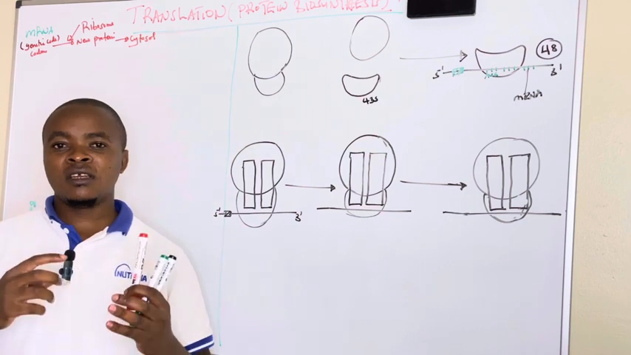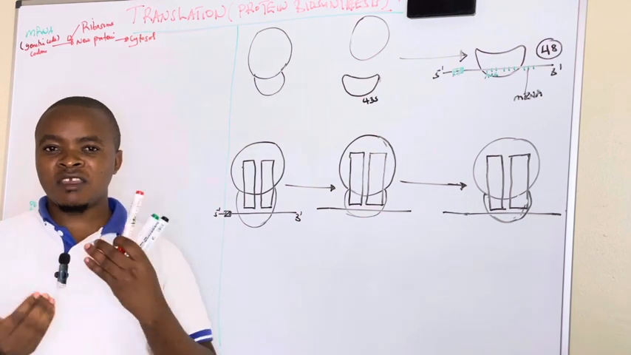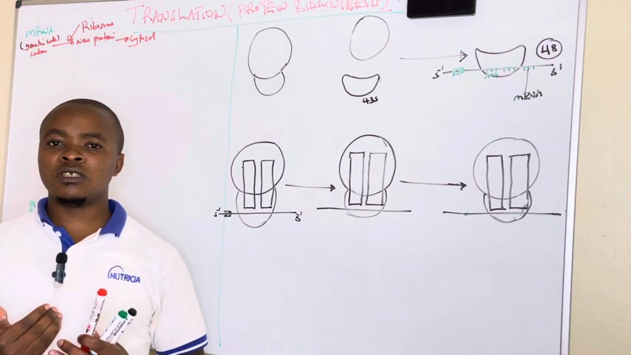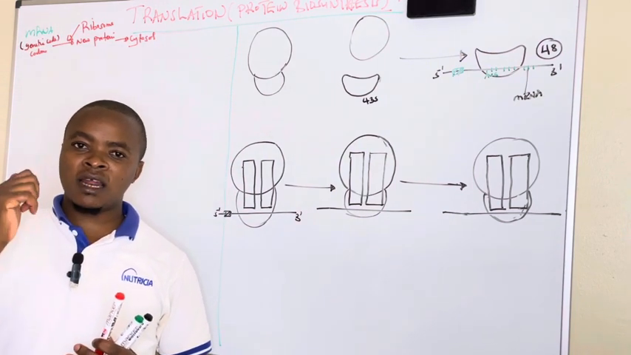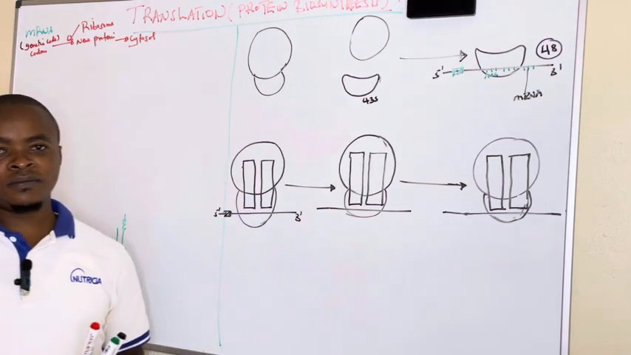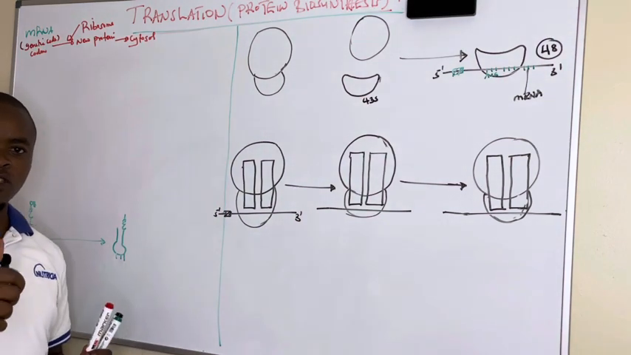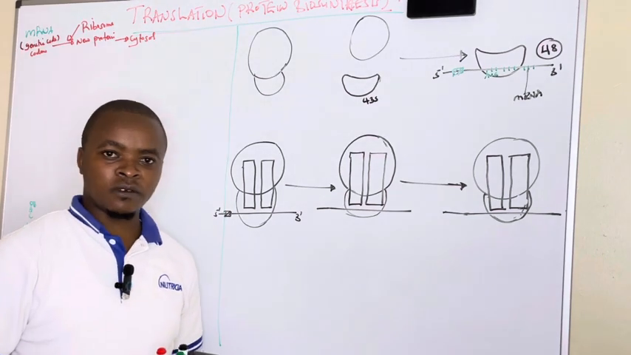Translation is the interpretation of the information in the form of genetic code on mRNA in the presence of ribosomes, and it occurs in the nucleus of the cell. No, it occurs in the cytosol of the cell.